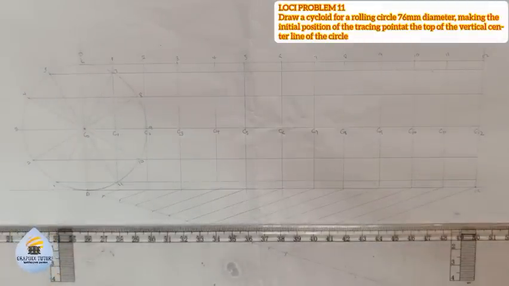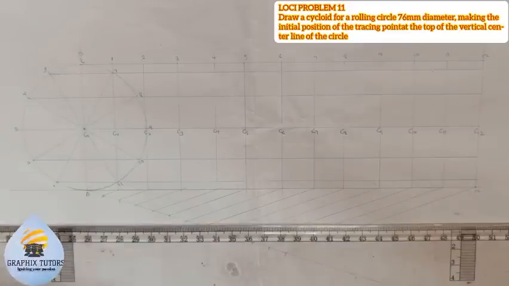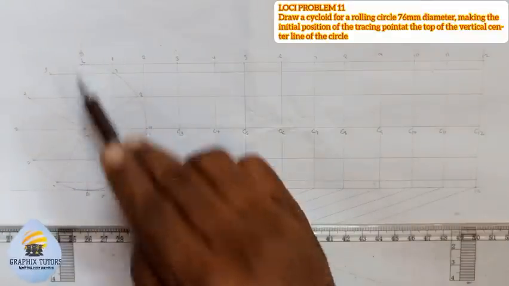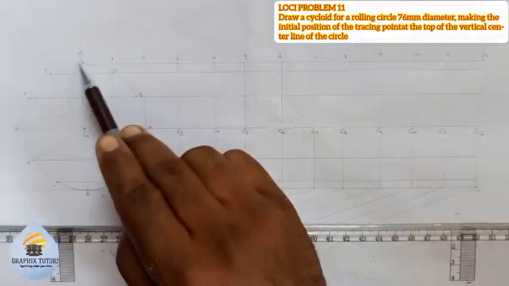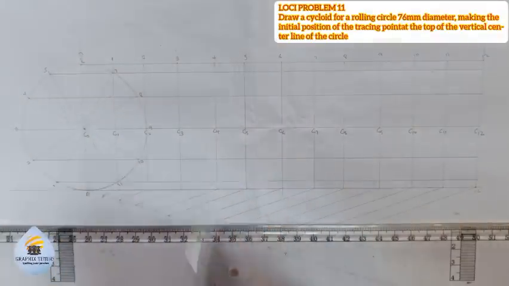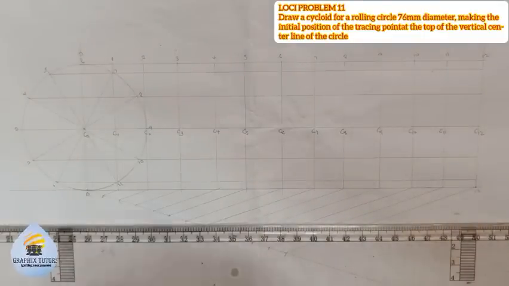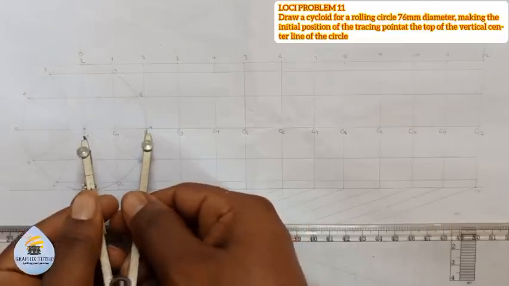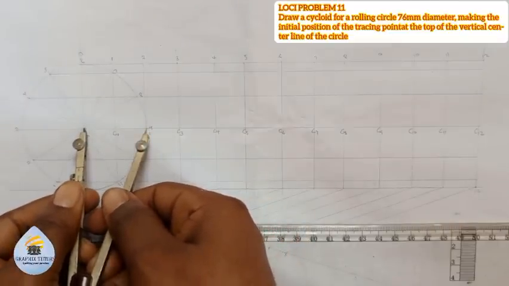Now, the question is telling us that we are making the initial position of the tracing point at the top of the center, at the top of the vertical center line. This is the center line, and this is the top of the vertical center line. This is the bottom of the vertical center line. So we mean that we're starting our movement from here, right? So let's start now.